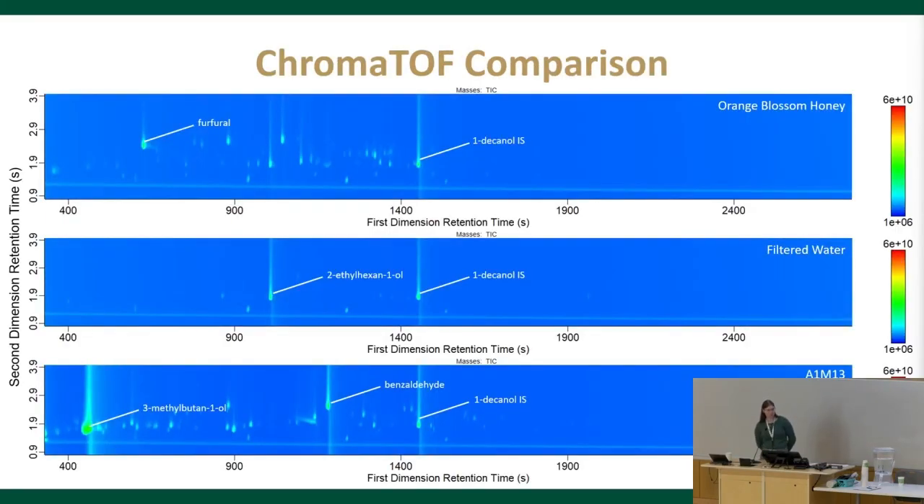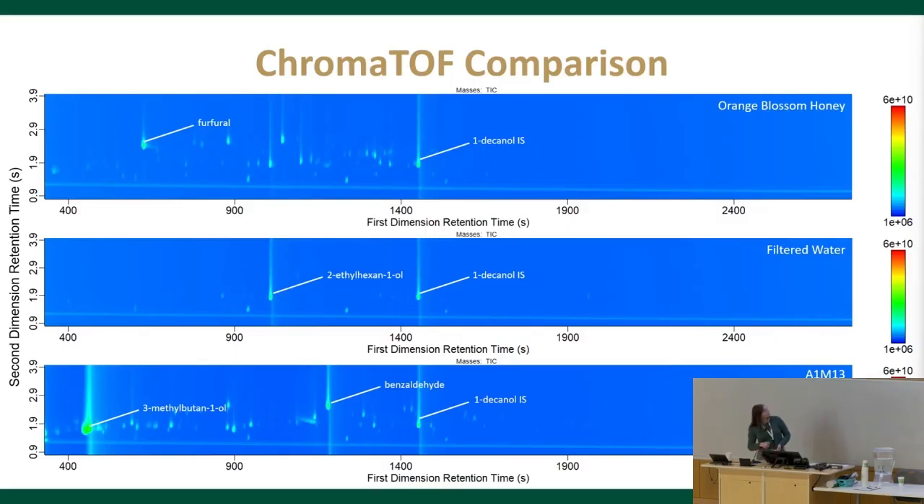Looking at some of the outputs using this method, on the top chromatogram is the orange blossom honey, in the middle is some filtered water, and on the bottom is one of the mead samples. The 1-decanol internal standard is labeled in each of them, and some of the other important components that we identified are labeled. For the honey, we identified furfural, which is a common volatile found in honey, especially honey that's been heated like it would be in the mead production process.